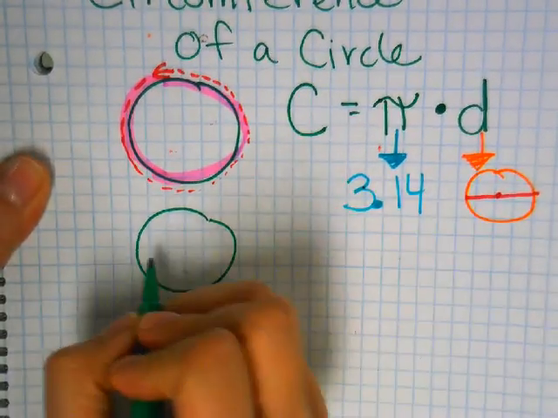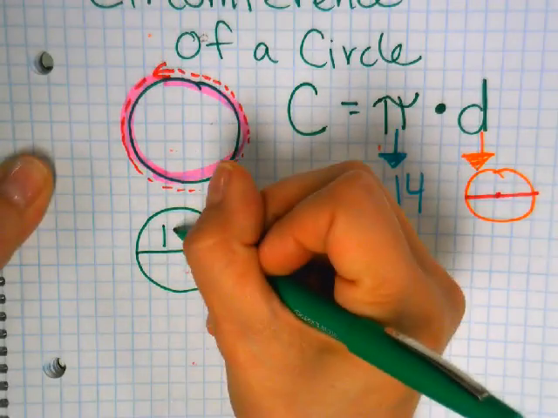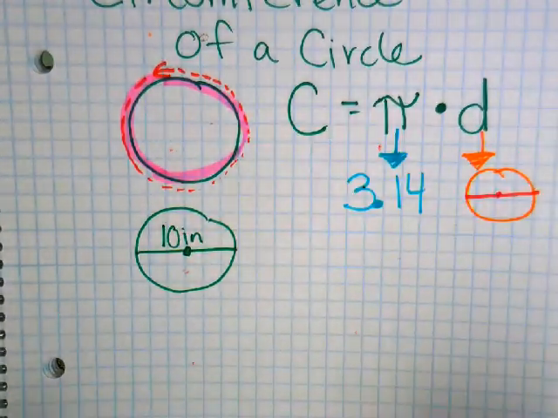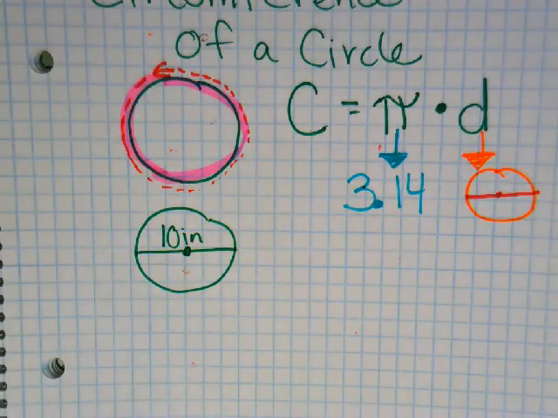So, draw a circle. I'm going to draw the radius, and I'm going to call the radius 10 inches. Okay? I want to know, if I were to take a string and wrap this string around the circle, how much string do I need? If I were going to go across, I just need 10 inches. But how much string do I need to go all the way around my circle?